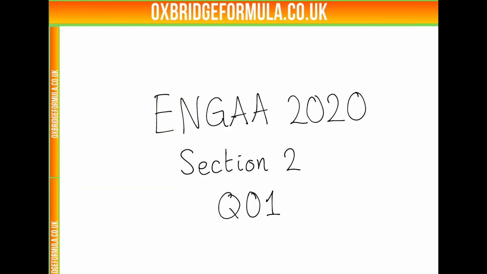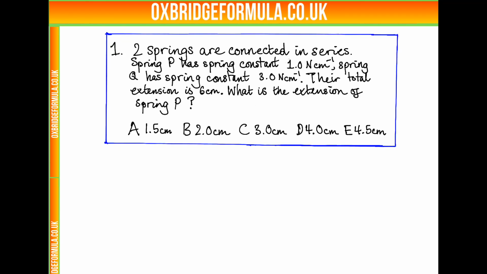This question is taken from the ENGAA 2020 Section 2 paper, and it is question 1. So we read, two springs are connected in series. Spring P has spring constant 1 Newton per centimetre. Spring Q has spring constant 3 newtons per centimetre. The total extension is 6 centimetres. What is the extension of spring P?